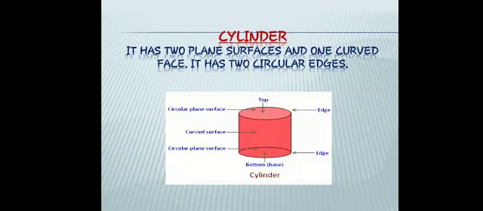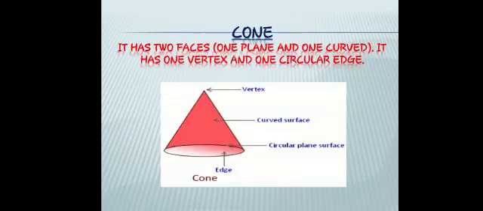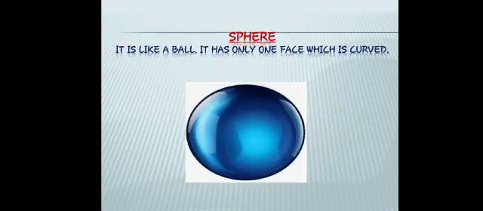A cylinder has 2 plane surfaces and 1 curved face. It has 2 circular edges. A cone has 2 faces, 1 plane and 1 curved. It has 1 corner and 1 circular edge. Sphere is like a ball. It has only one face which is curved.